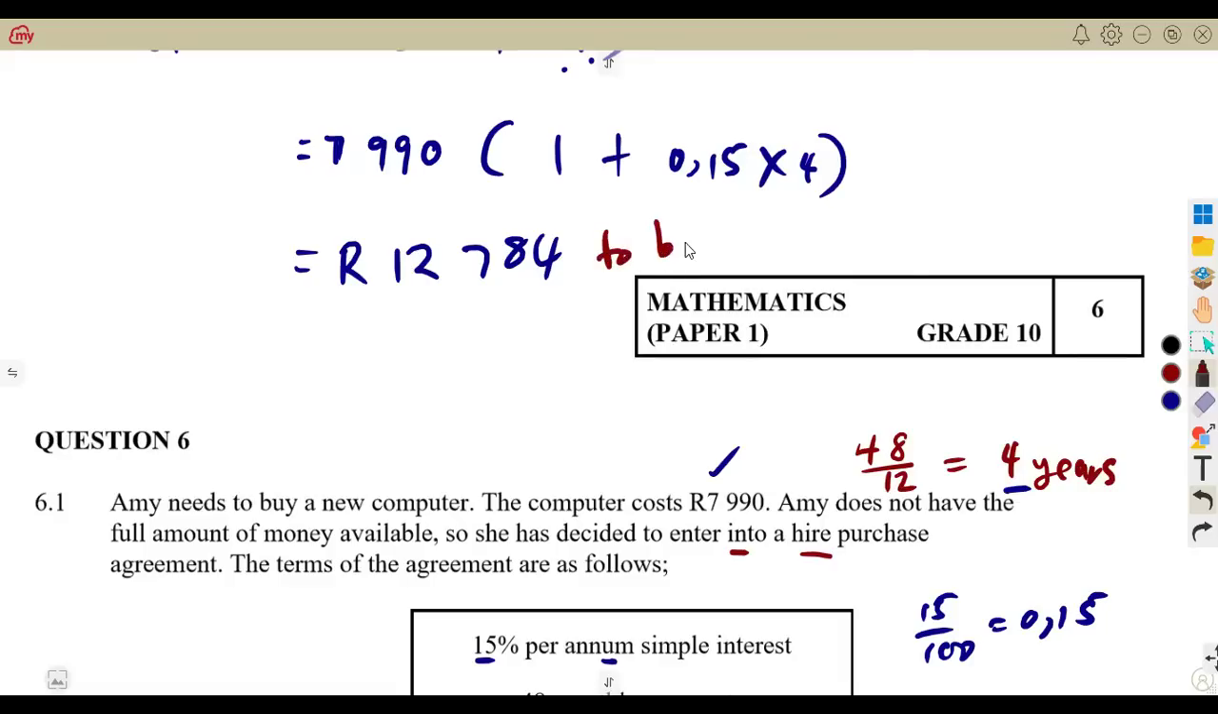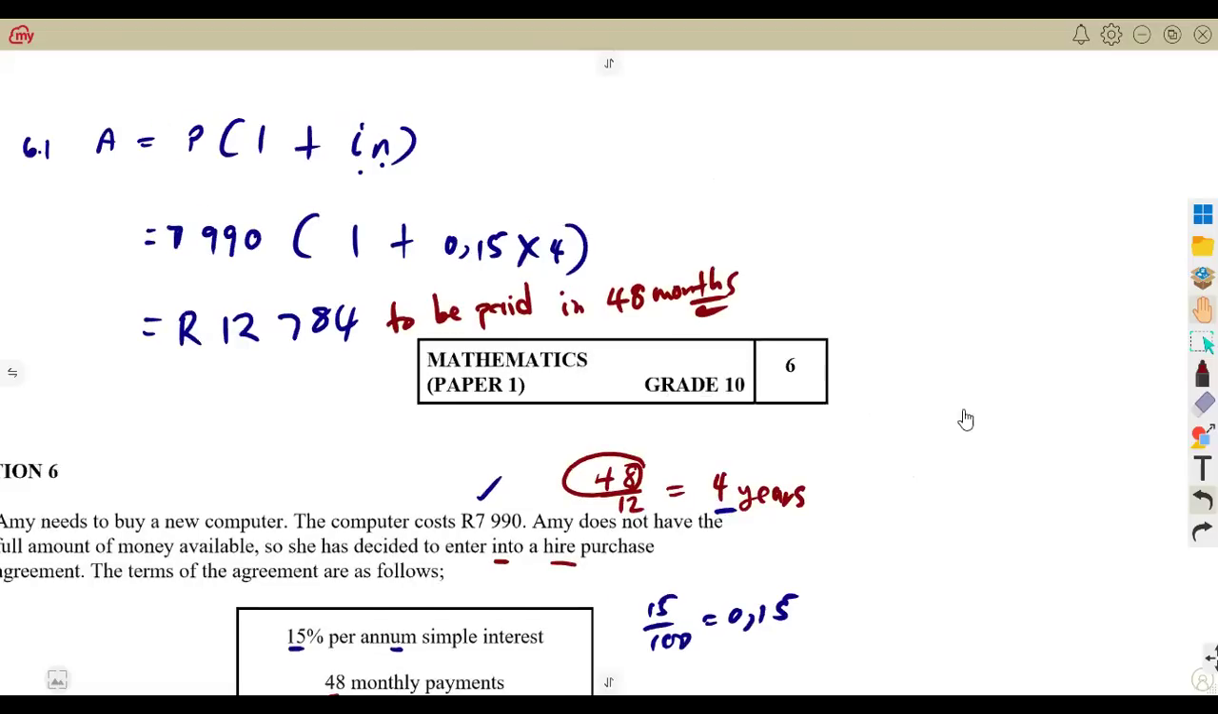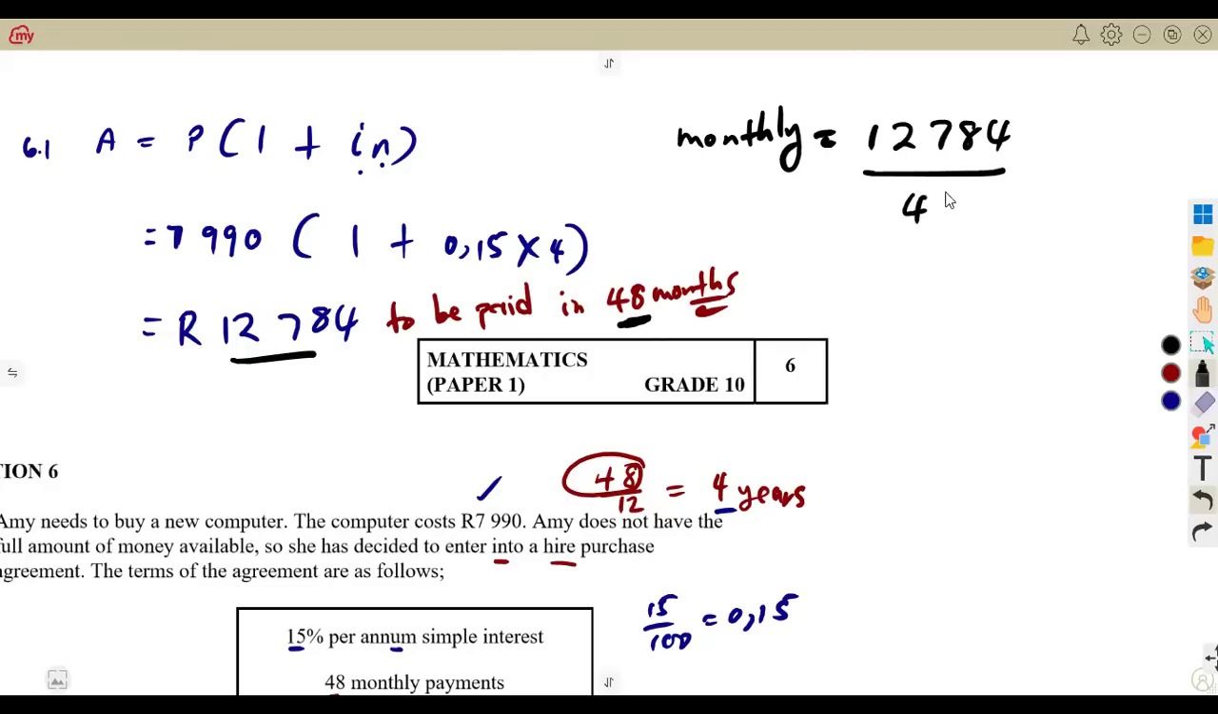To be paid in what? In 4 years, in 48 months. In terms of the months, these are 48 months. Remember, the 48 months is the 4 years. So if this is the amount to be paid in these 48 months, what about monthly? What is this person going to pay on a monthly basis? So monthly, it is going to be that amount to be paid over the period of 48 months. Divide by 48, you've got monthly.